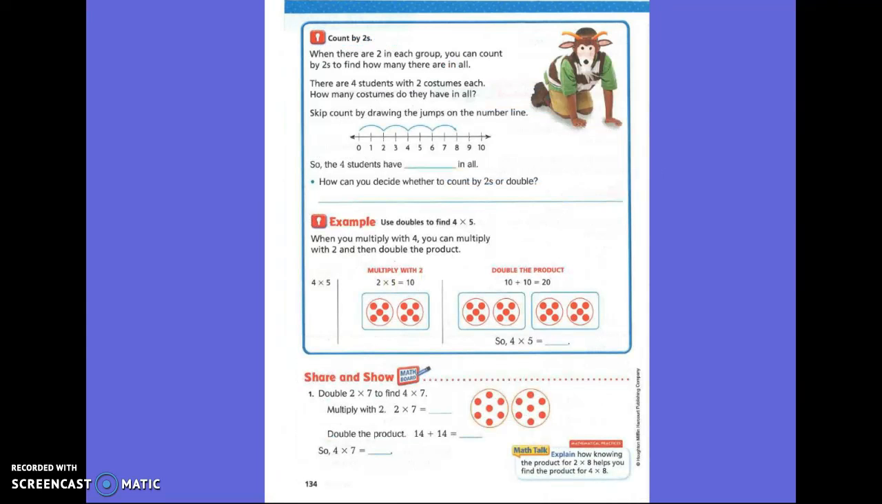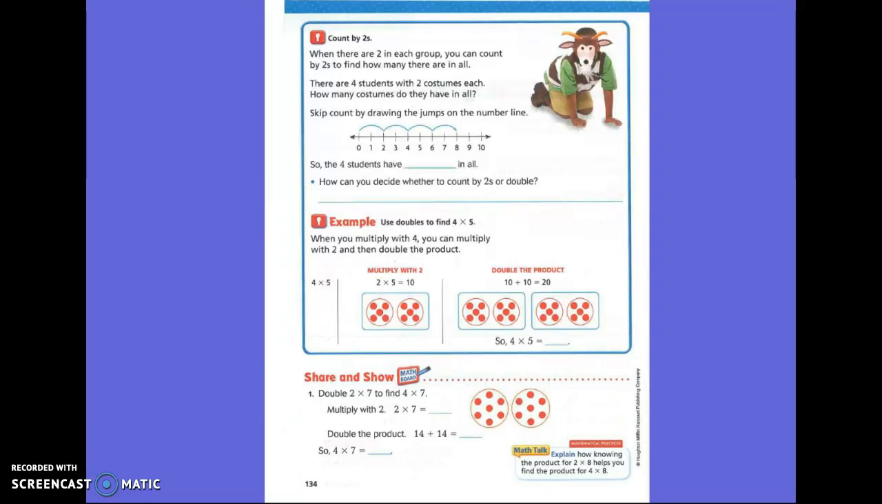Yes. Okay, now, when there are 2 in each group, you can count by 2s to find out how many there are in all. There are 4 students with 2 costumes each. So 4 students have 2 costumes each. How many costumes do they have in all?